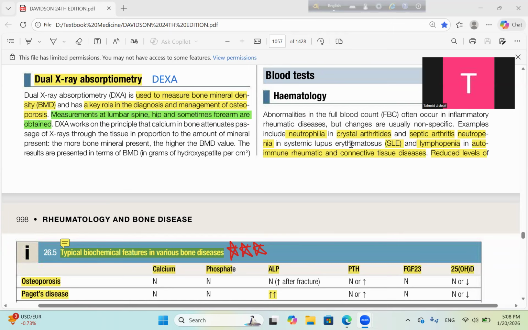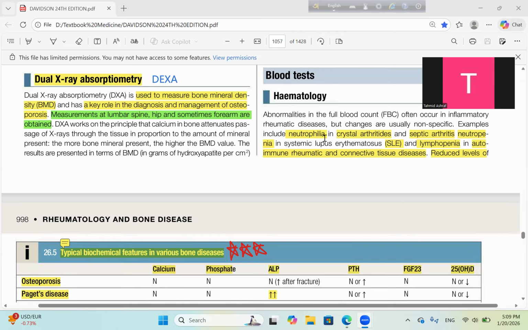We move further forward in investigations of rheumatological diseases. So we will start with the blood test, hematology. Abnormalities in the full blood count often occur in inflammatory rheumatic diseases, but changes are usually non-specific.